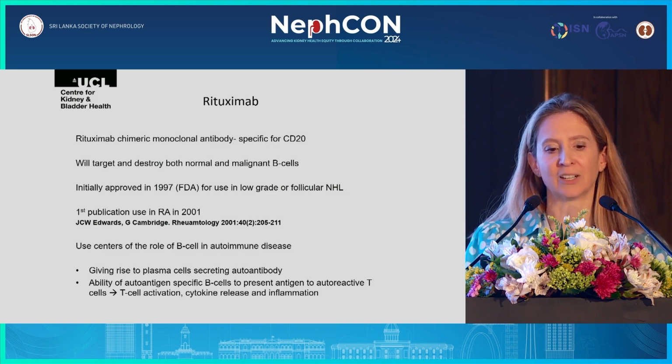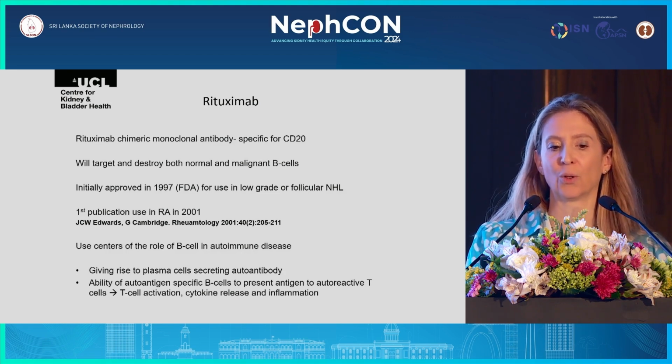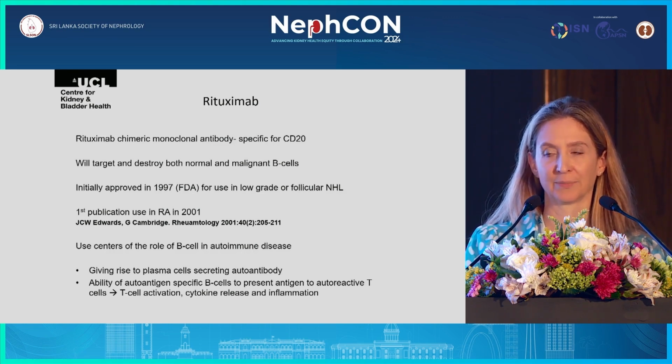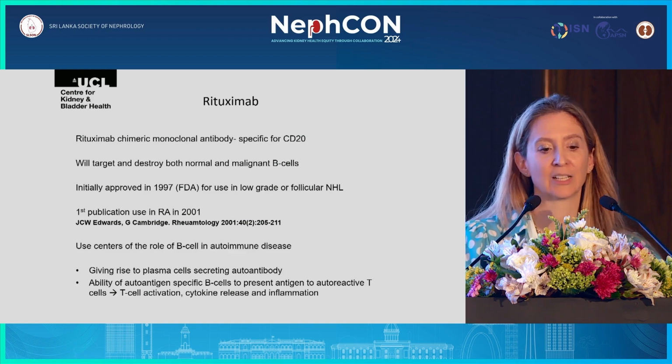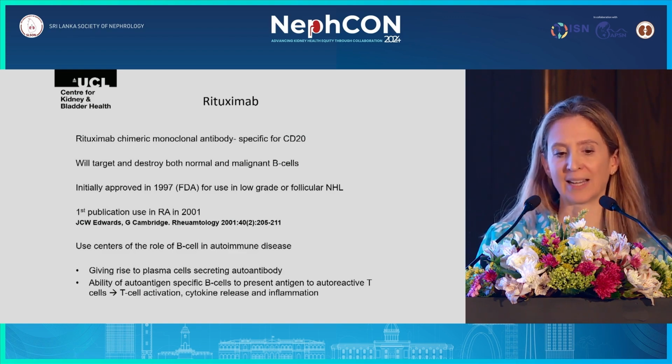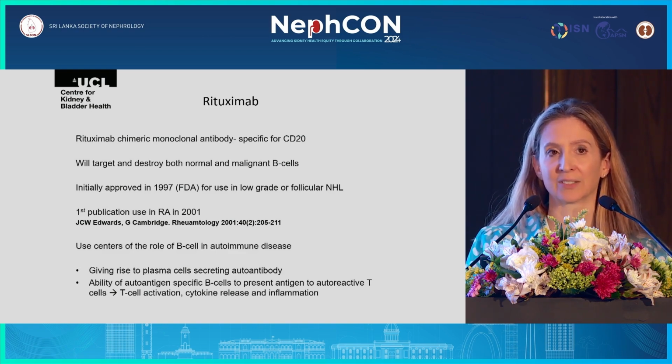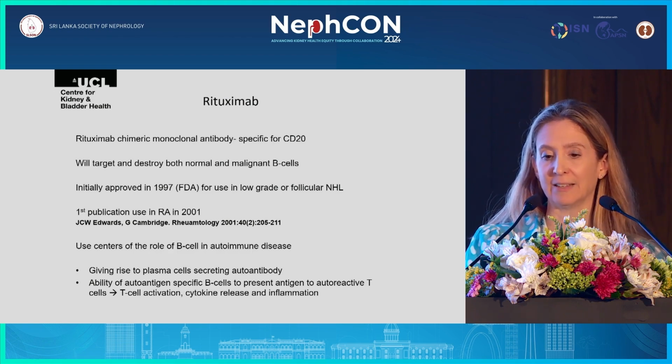The use of rituximab really centers on the important role that B cells have in autoimmune disease. B cells give rise to plasma cells secreting autoantibody, as well as the ability of these autoantigen-specific B cells to present antigen to autoreactive T cells, which results in T cell activation, cytokine release, and inflammation.